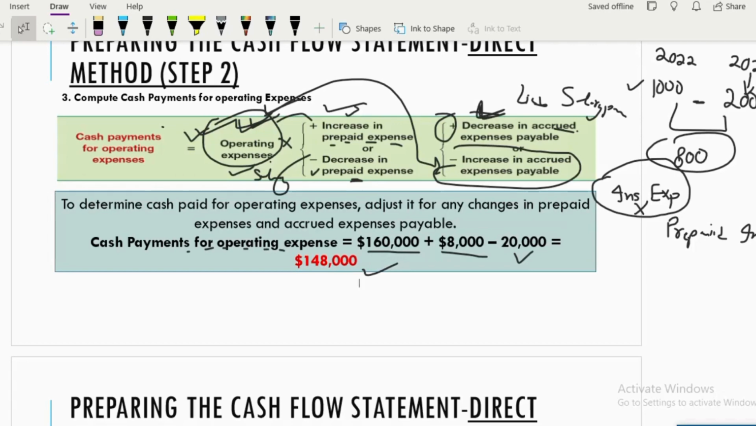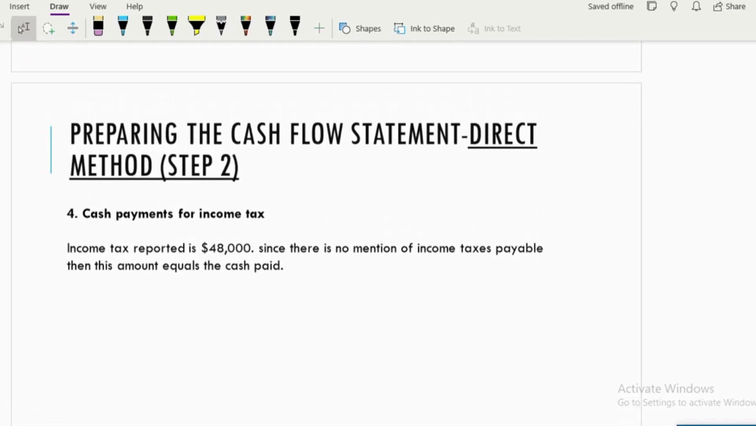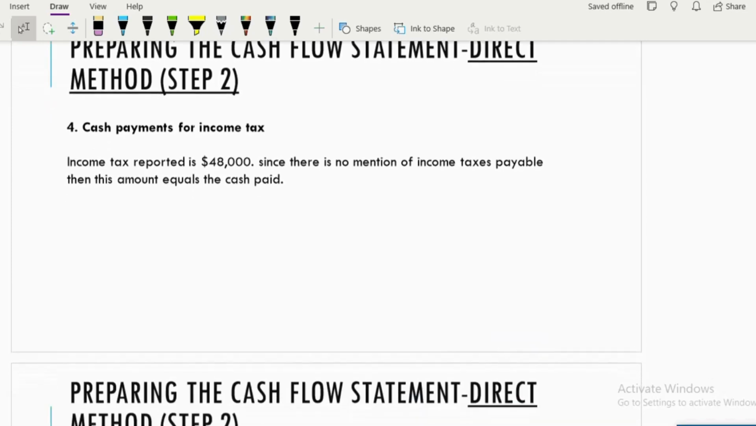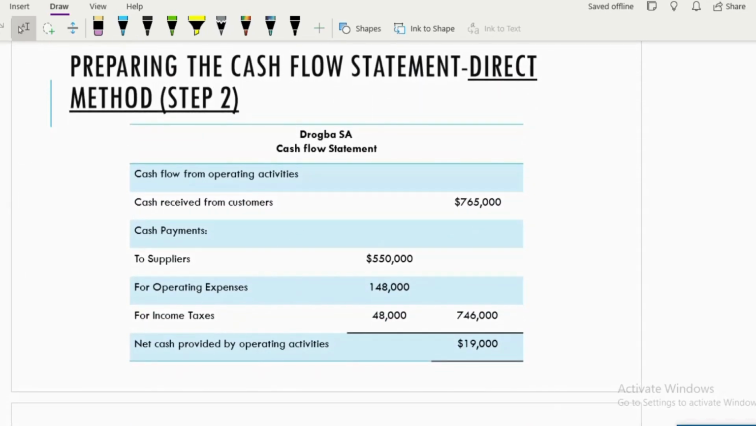Moving on towards the next point, which is income taxes. So for us, income tax payment was 48,000. This is the amount which is equal to what we actually paid, because we do not have income tax payable and we do not have any previous information. So this is the current year income tax payable.